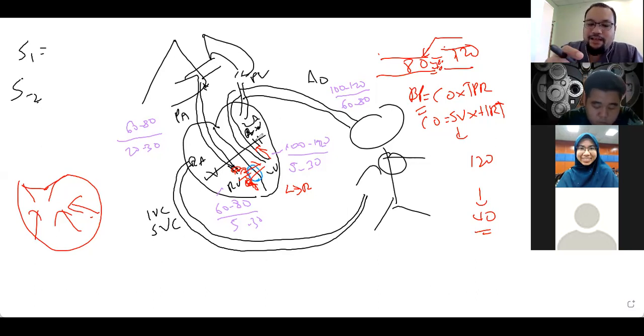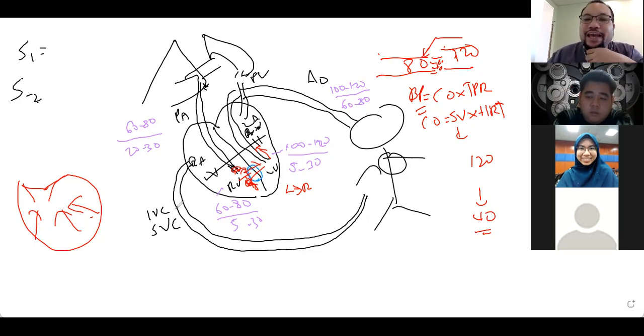Sebab apa? Okay, sebab second heart sound is caused by closure of the aortic and pulmonary valve. Kan? Movement of fluid ni across the shunt ni, bila dia stop? Dia stop bila heart dah stop contracting dengan closure of opening of this valve and closure of this valve. Baru dia tak ada flow dah. So benda ni berlaku serentak. Bila berlaku serentak, you don't hear the second heart sound pun is obscured.